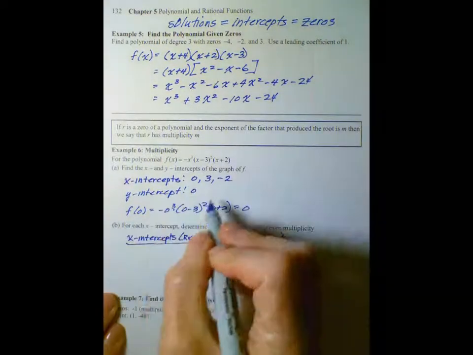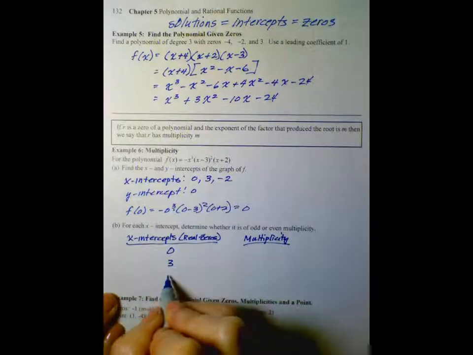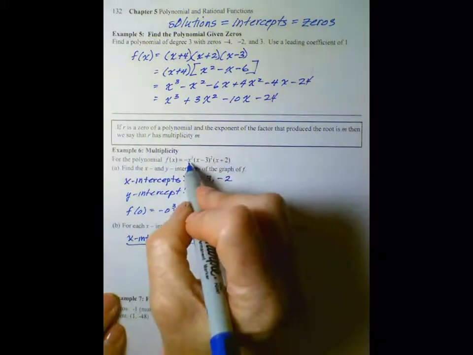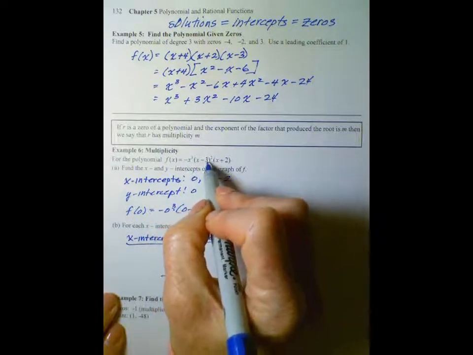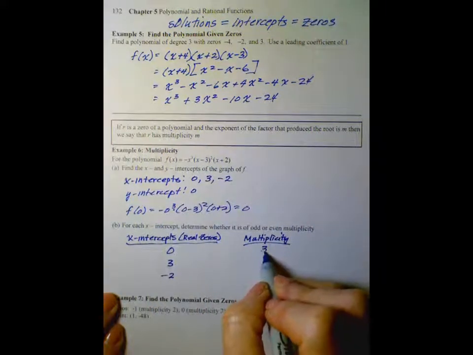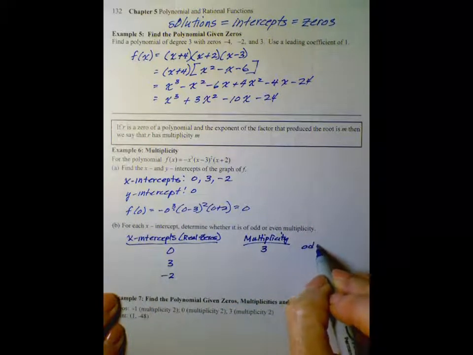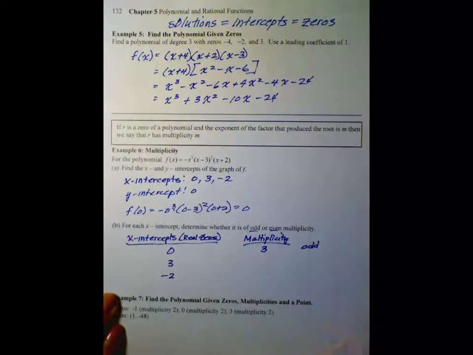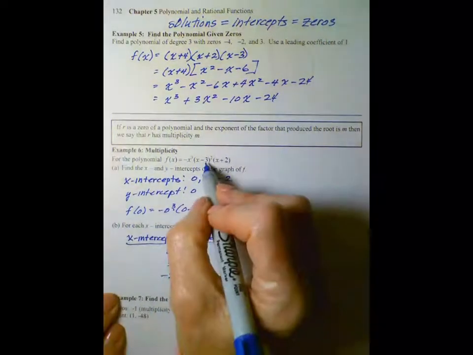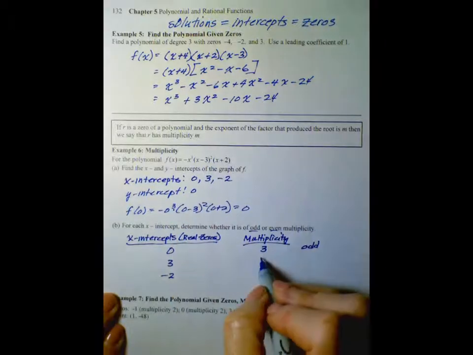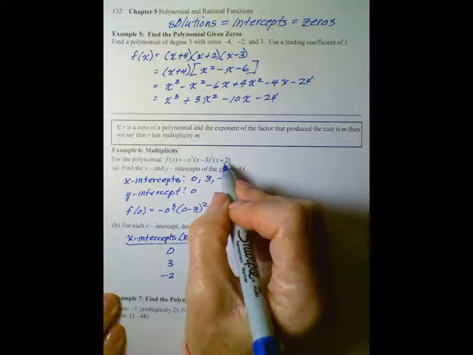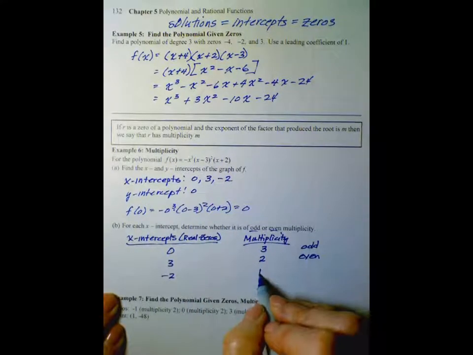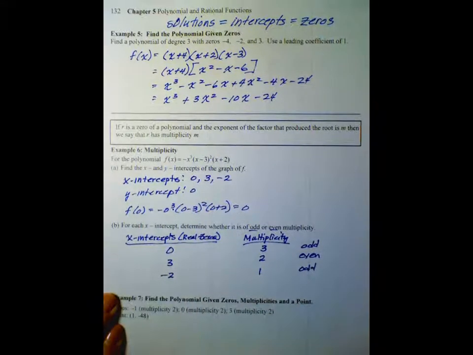So our x-intercepts, here's our list. 0, 3, -2. So 0, how many times does it occur? Well, we've got x cubed, so it must be 3 times. That means x times x times x, and we're saying x is 0, so the multiplicity is 3, and 3 is an odd number. We're supposed to tell odd or even. 3 is odd. 3 occurs twice. Multiplicity of 2, that is an even number. And -2, well, no power here, of course, just means once, and that also is odd.